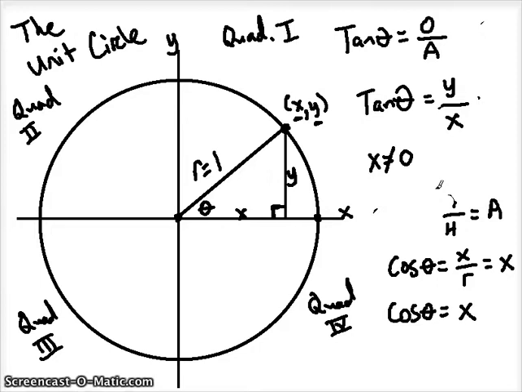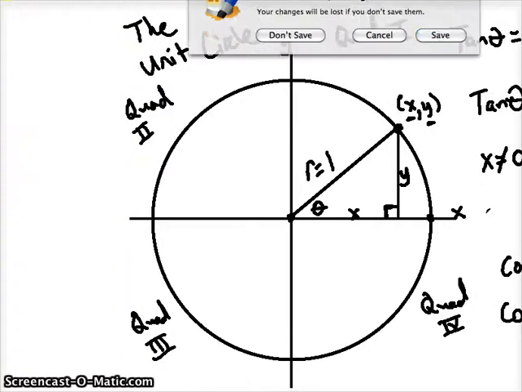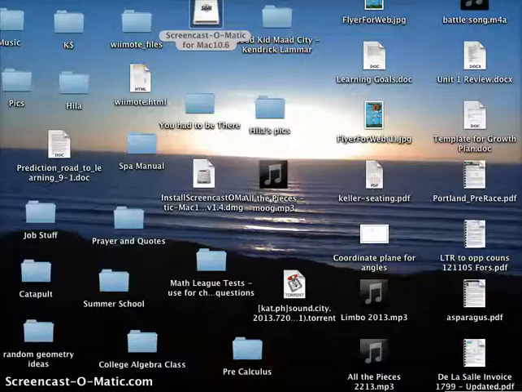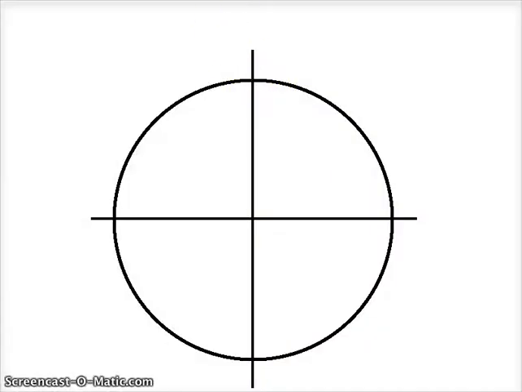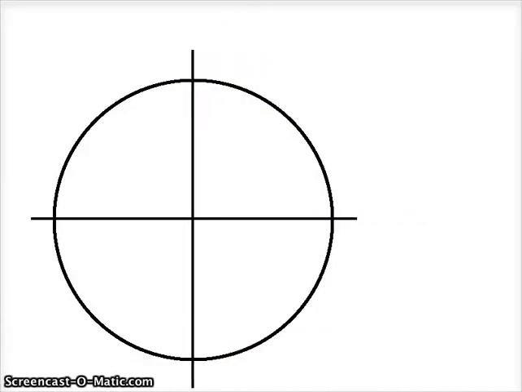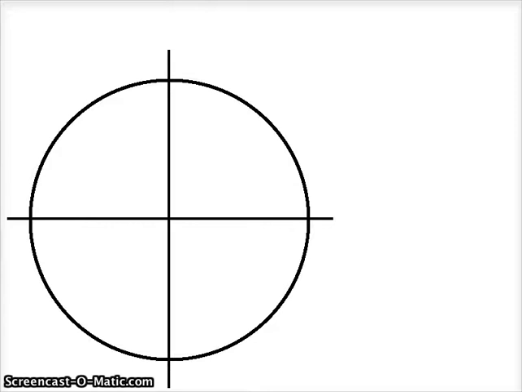Let's talk about our reciprocal functions. Let me get rid of this circle and get a new one up here. Alright, one more time. Draw a right triangle.